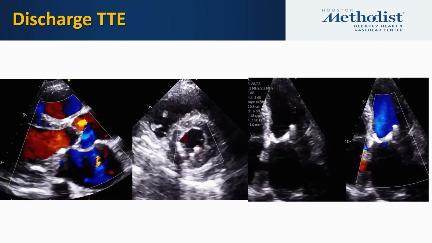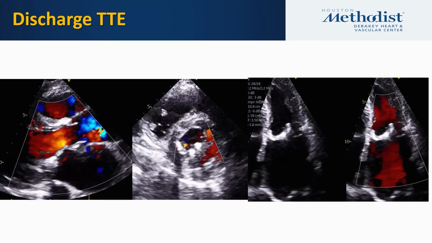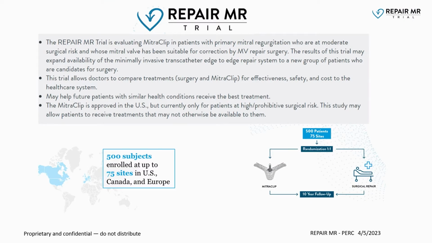And then on the right side, you can see the long axis 4-chamber with really no residual mitral regurgitation, and the clips nicely affixed to the valve. So this was a really good example of degenerative mitral regurgitation treated with MitraClip.